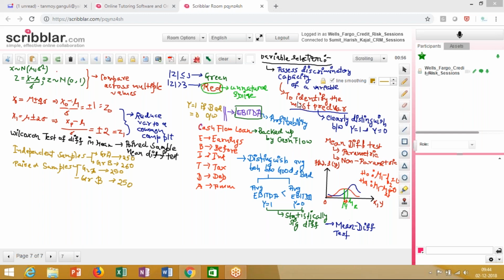Having said that, when we are trying to do the mean difference test, the number of observations are independent. Domino's and Pizza Hut are independent of each other.